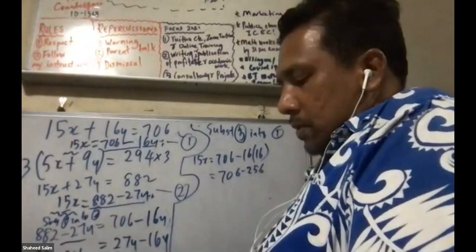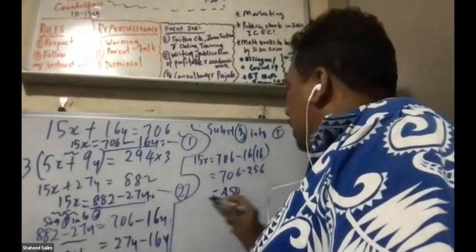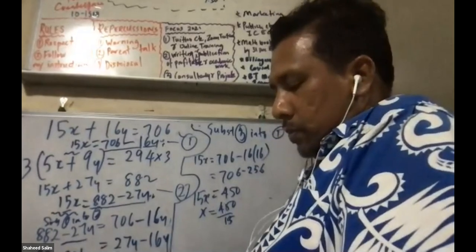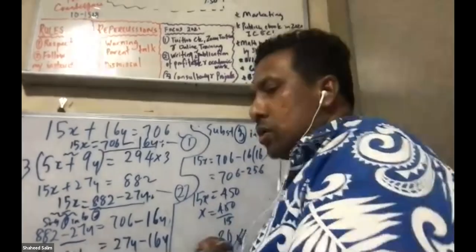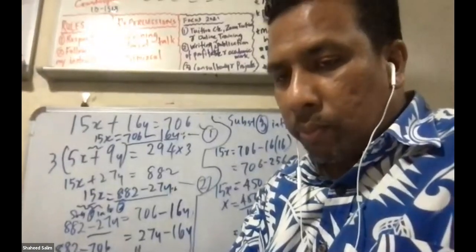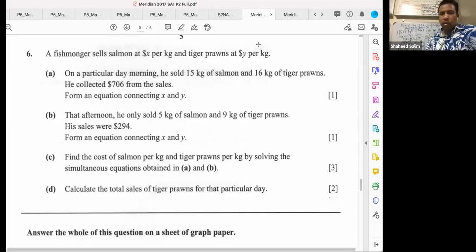706 minus 256, 450. 15x equals to 450, x equals to 450 over 15. $30, x is $30. So if you look back at the question now, you have solved how much it is per kilo. So Inshira, I think you got it correct. So down here now, we discover that X is $30 a kg, salmon, and Y is $16 per kg.